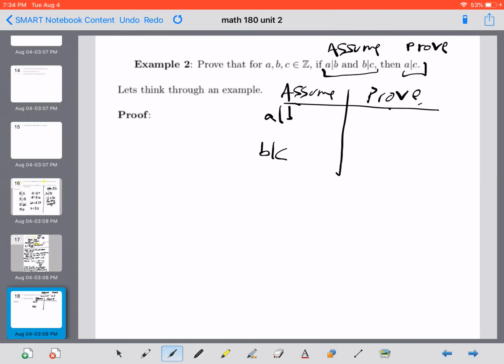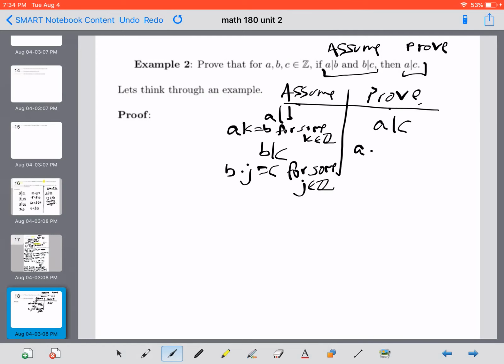Alright, so for A to divide B, that means that A times K is equal to B for some integer K. And for B to divide C means that B times J is equal to C for some integer J. Now we want to prove that A divides C, so we need to show that A times L is equal to C for some L in Z. Some integer L. Alright, this is going to give us an outline for our proof.